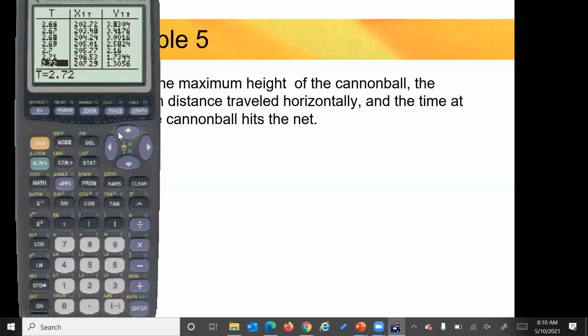Okay, let's go for it here. So let's go until it hits 0. We're at 2.71, 2.72, 2.73. Yes, love it. Look at that. It actually hit the 0 exactly.